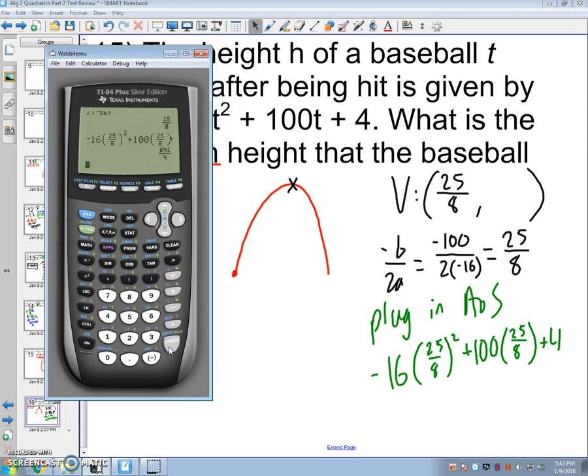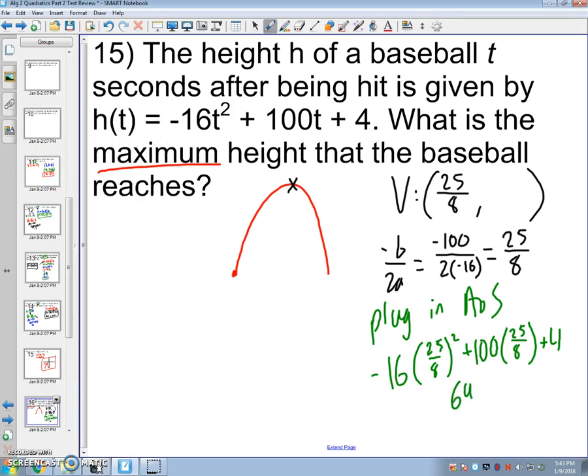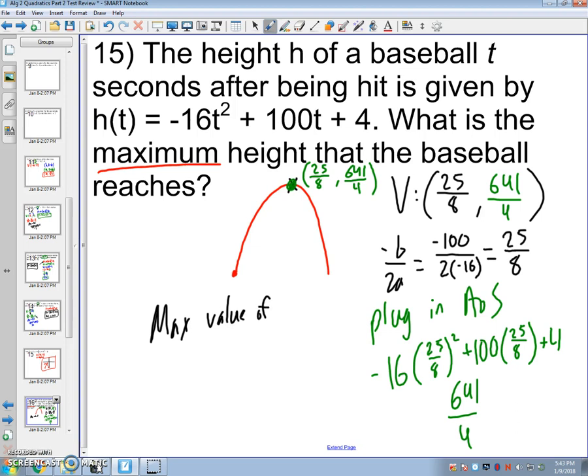Answer is 641 over 4. So we now know this point right here. This point is 25 over 8, comma 641 over 4. We know it's the maximum, the max value of 641 over 4. That's the answer.